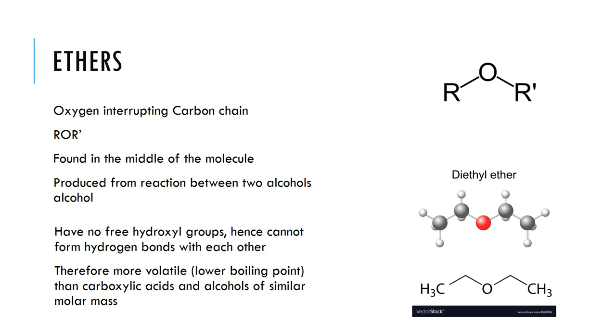So ethers are, again, an oxygen-containing functional group, but this time the oxygen interrupts the carbon chain. So instead of having a contiguous carbon chain, we have a carbon chain, then an oxygen in the middle of the chain, and then the chain continues on. So we tend to find them in the middle of molecules, much like we did with ketones, but this time the oxygen disrupts the two carbons. They have no free hydroxyl groups, so there's no hydrogen bonding, which is why they have a lower boiling point and are more volatile.